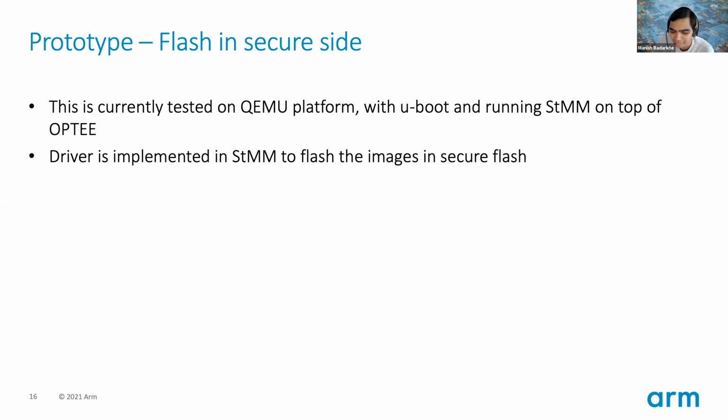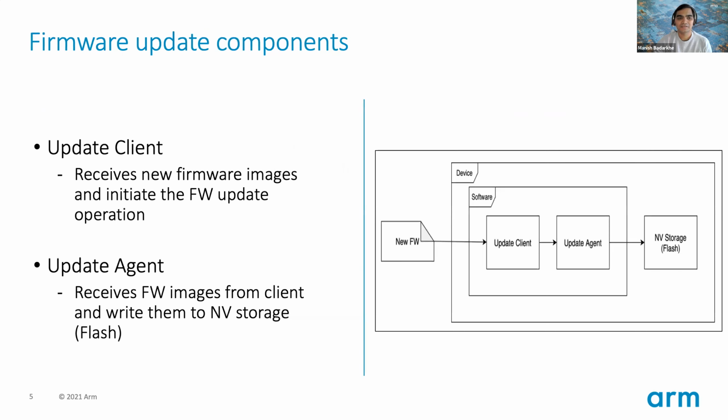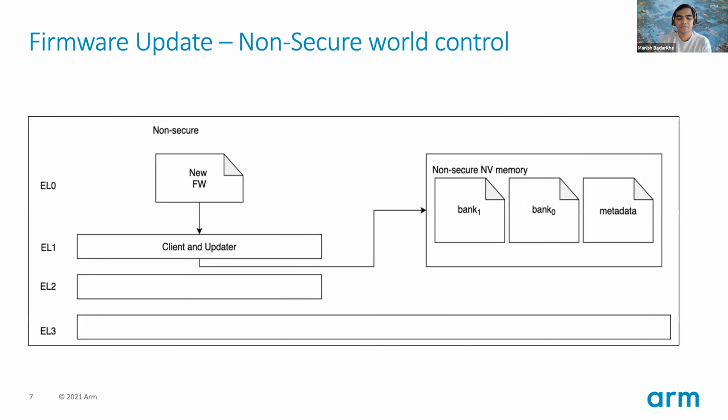Sorry, can you repeat your question? Sure. Is there a way for the client in the normal world to know whether the update was successful or not? Okay, so that specification is not developed. This is very much up to the OS which is running there, or the software running in the normal world, to take care of it by doing some checks. But we don't have any APIs developed here.